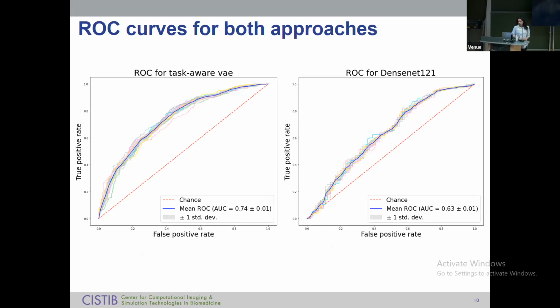Then we calculate the ROC curve for both approaches. The area under the curve values for our task-aware variational autoencoder consistently outperformed those obtained for the DenseNet across all cross-validation folds. The mean area under the curve of the task-aware variational autoencoder was 0.74, which is significantly higher than the DenseNet, which achieved a mean area under the curve of 0.63.